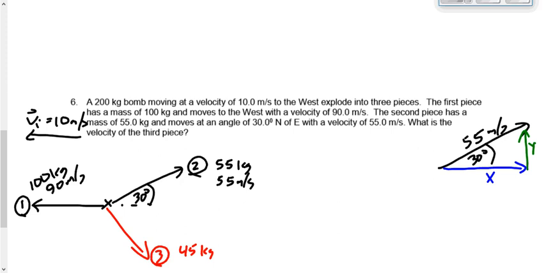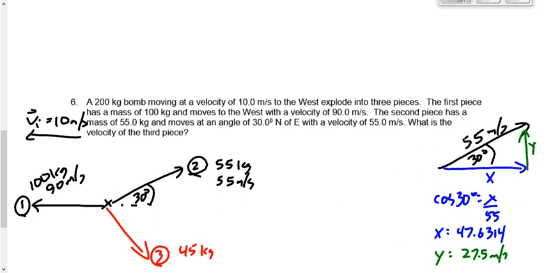Good. It is cos because it's the adjacent side of the triangle, right? Cosine 30 degrees is equal to X over 55. X ends up being, what is that? 47.6314. And the y component, that's sine, so that works out to be, what, 27.5 meters per second. Good.